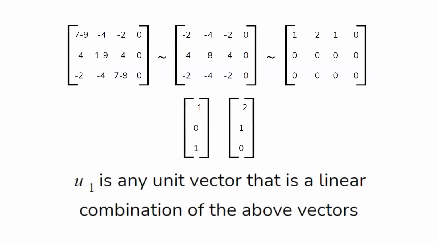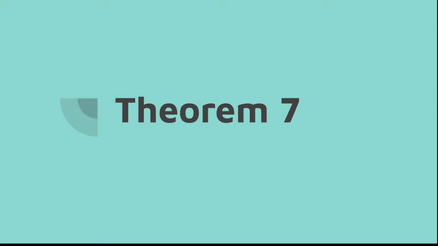To state our answer formally, the maximum value of Q under the given constraints is 9, and the unit eigenvector u1 corresponding to 9 is any unit vector that is a linear combination of the vectors negative 1, 0, 1 and negative 2, 1, 0. Now we will do Theorem 7.